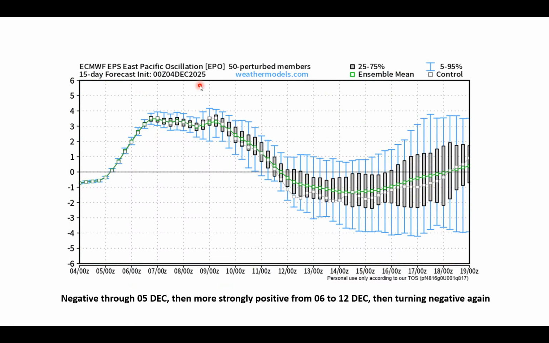Looking at the European EPS, EPO 50 perturbed member forecast showing a slightly negative EPO persisting through today, the 5th of December. Then it goes pretty strongly positive right on through from the 6th to the 12th of December. And then it becomes negative again from basically the 12th through about the 18th of December, and then kind of towards neutral after that.